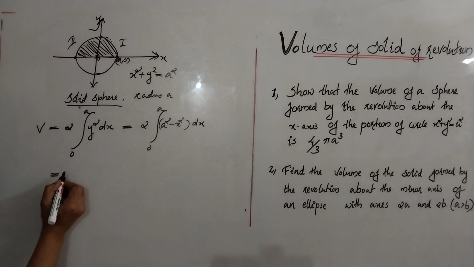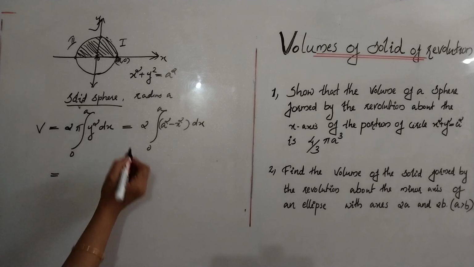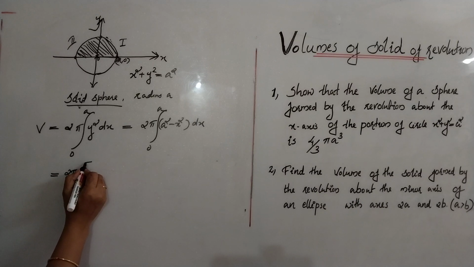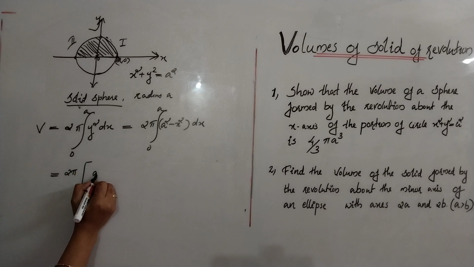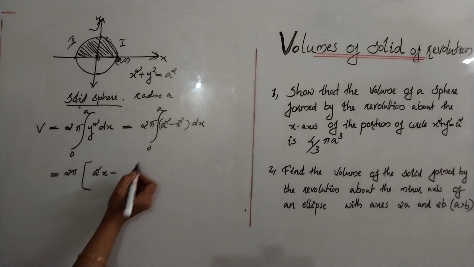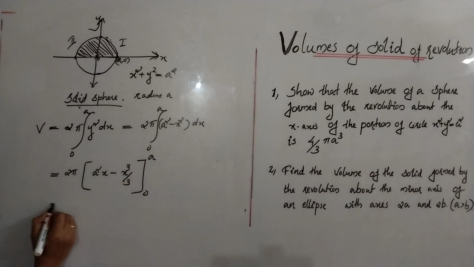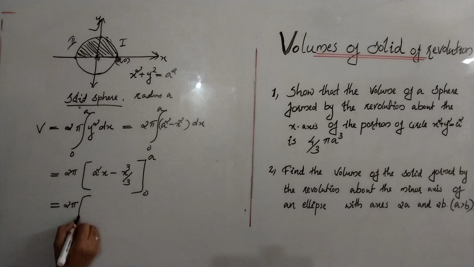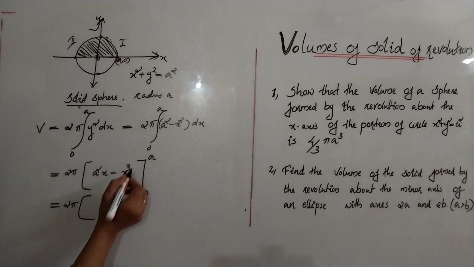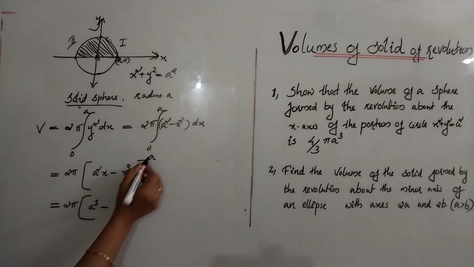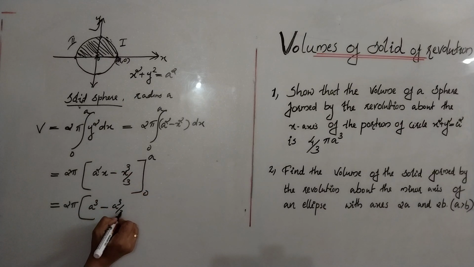It is equal to 2 pi into the integral of a square dx, which is a square x minus x square dx, that is x cube by 3, limits varying from 0 to a. That is 2 pi, applying the upper and lower limit, we get a square into a, that is a cube, minus a cube by 3.